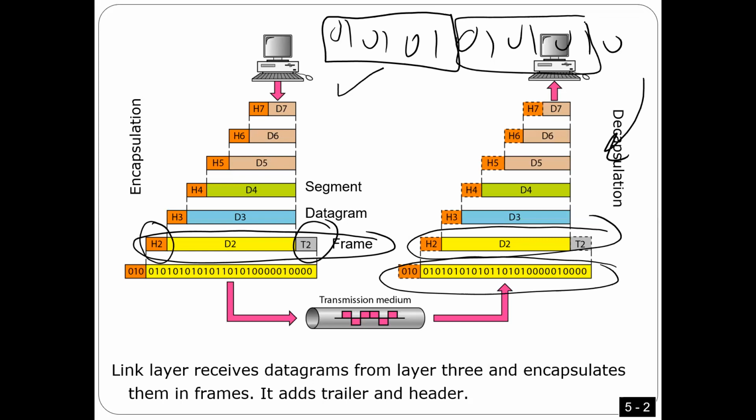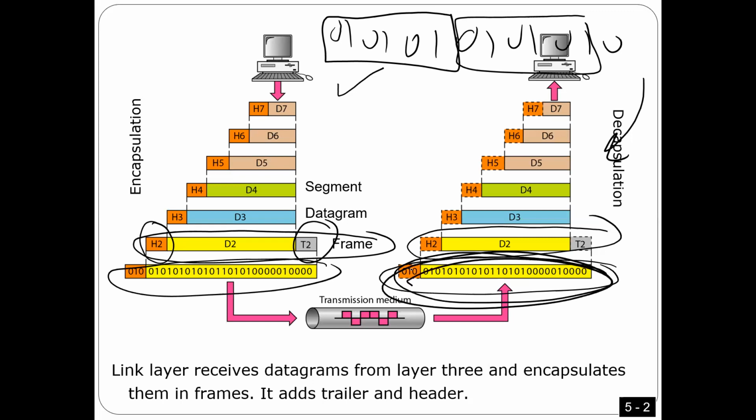Again, as I said before, in layer number one there is no structure. There are no frames, there are no packets, just a stream of bits. So given a stream of bits, the data link layer has to identify the frames and cut it into frames. For sure, I'm going to explain how.